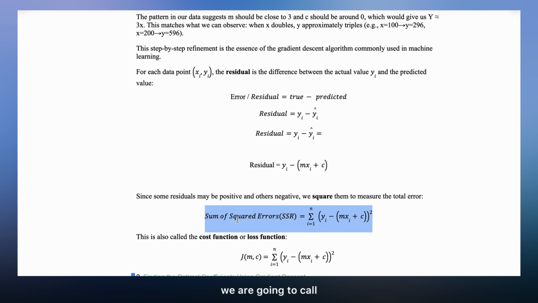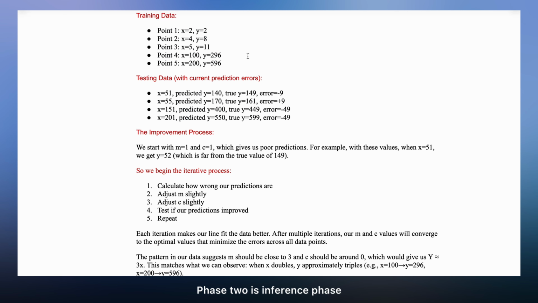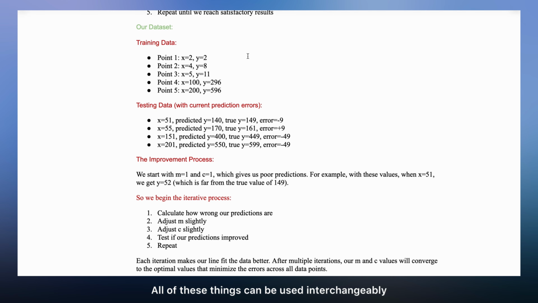After we have optimized the loss function, we have received the best parameters, or we have received the model, then we will use it to inference, right? Inference means call it, query it, predict from it. So there are only two phases of a machine learning model. Phase one is the training phase, where we train the algorithm on a lot of training data. Phase two is the inference phase or testing phase, where we call or query or predict using the trained model, right? All of these things can be used interchangeably.